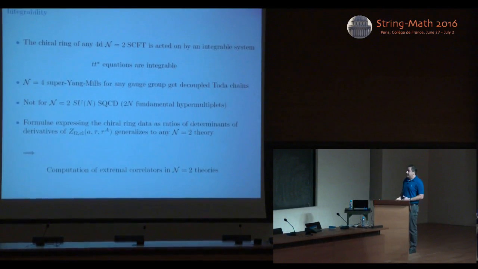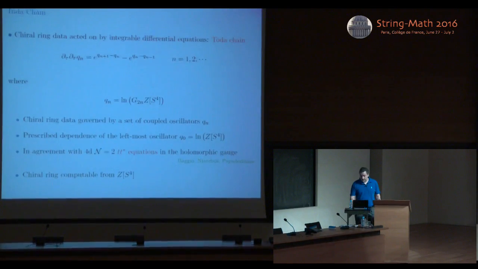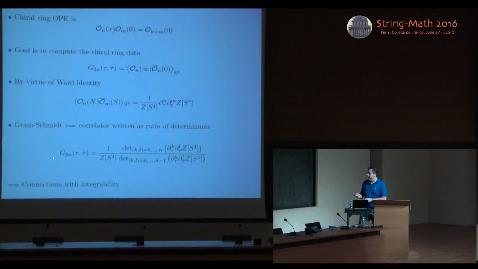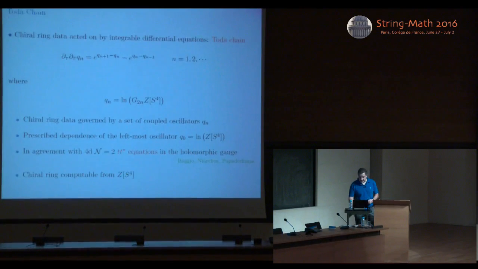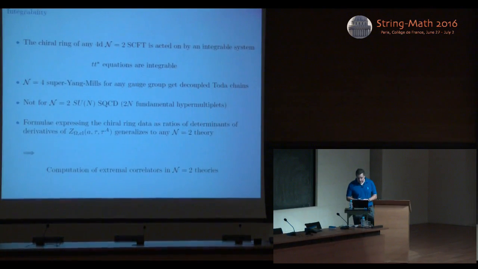One thing that generalizes to any theory by virtue of that Ward identity is the fact that you can write down the chiral ring data of any N=2 theory as a ratio of determinants of the derivatives of this deformed partition function. So this gives you a procedure, an algorithm to compute the extremal correlators in N=2 theories.